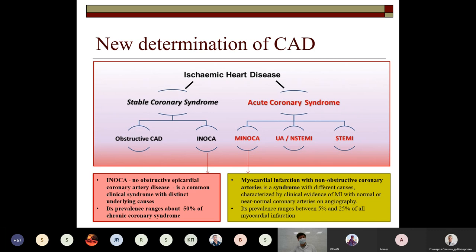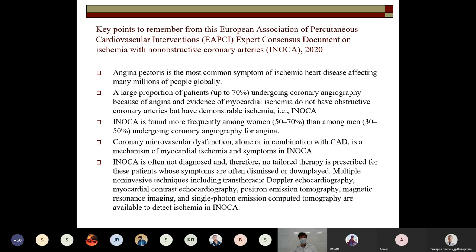The prevalence is about 50% of chronic coronary syndrome, with a big percent: at least half of the patients with stable angina might have microvascular obstruction with clear or near normal large epicardial arteries after performing invasive or non-invasive angiography. So, what key point should we remember for INOCA? Angina is the most common symptom of CAD, affecting many millions of patients globally. At least 70% of this population might have INOCA, the ischemia with non-obstructive coronary arteries.